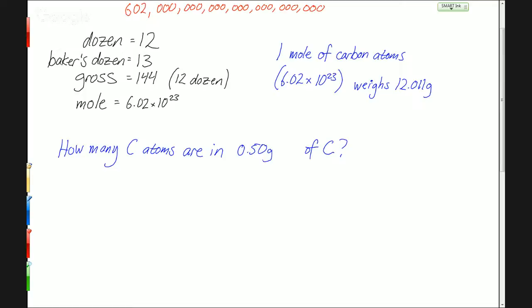We can weigh half a gram of carbon. Carbon's a kind of black powder. You can go up to the lab, put your thing on the balance, weigh out half a gram of carbon. No problem. That's not too difficult. But using this idea, we can figure out how many carbon atoms are in that sample that you've weighed out.